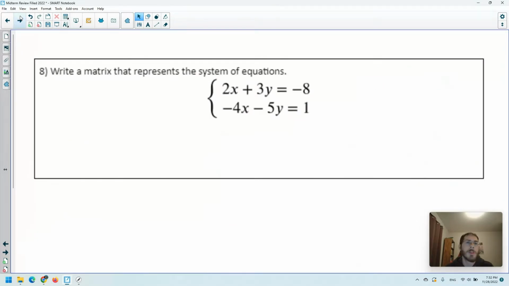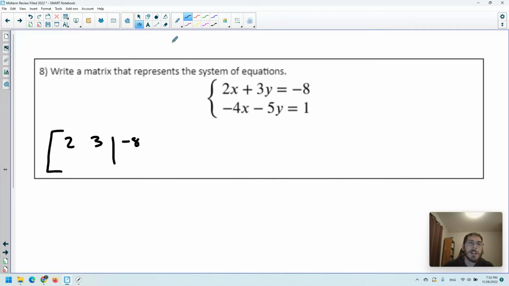All right, number 8, write a matrix that represents a system of equations. Well, this one's pretty fast because we just have to write the matrix. We don't really have to do anything with it. So that's going to be 2, 3, and negative 8 on the top. And then on the bottom, negative 4, negative 5, and 1. That's it. So we're already done with that one. That one's pretty quick.